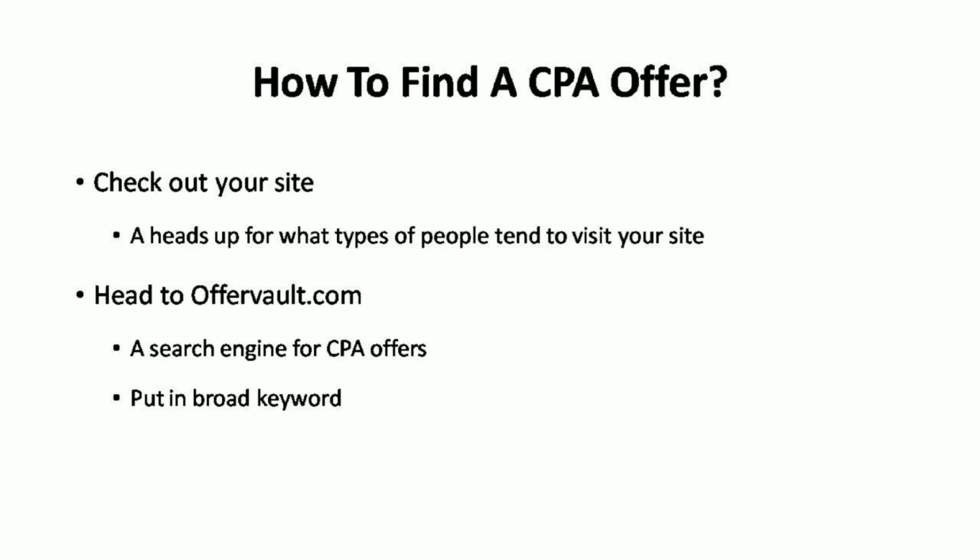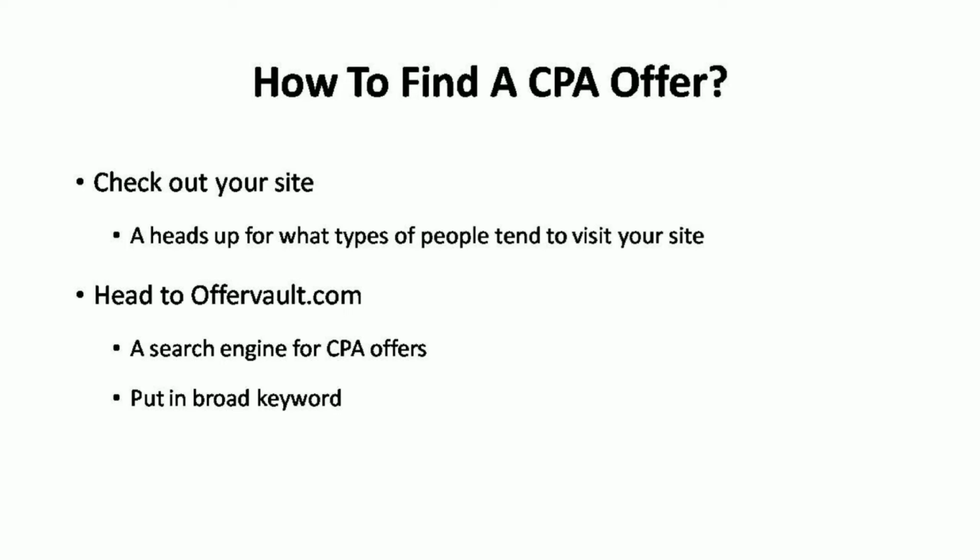Your next step is to head to a site called offervault.com, which is basically a search engine for CPA offers. Let's say that you had a site about personal finance. You could put a keyword like finance into the search field, but you could also put things like insurance, loans, credit, things that describe some other things that your audience might be interested in. First, you want to put in more of a broad keyword like finance and click on search. Then check out the offers that OfferVault shows you.